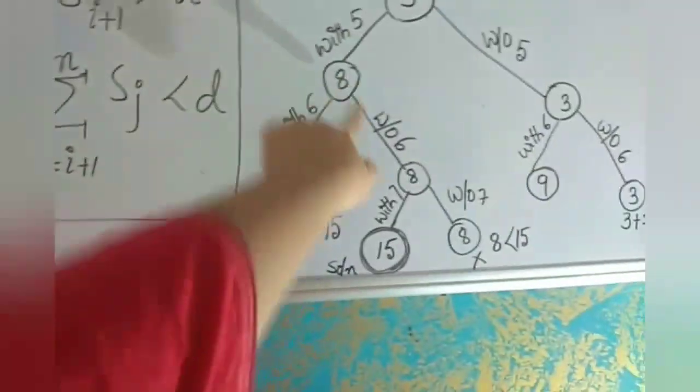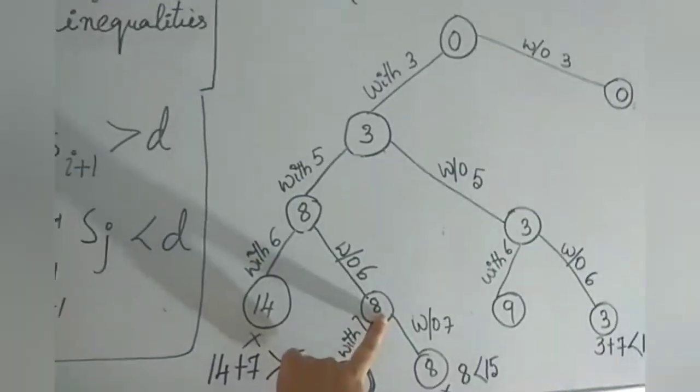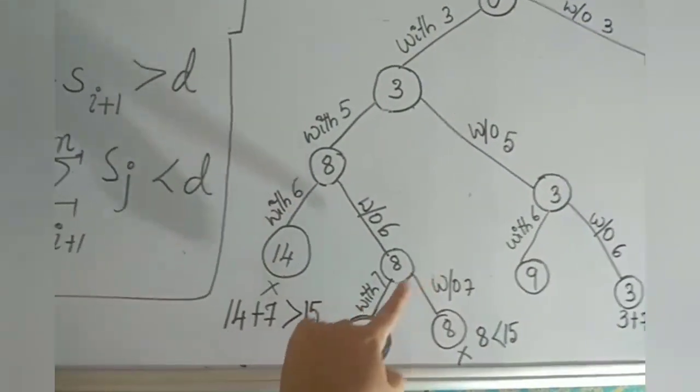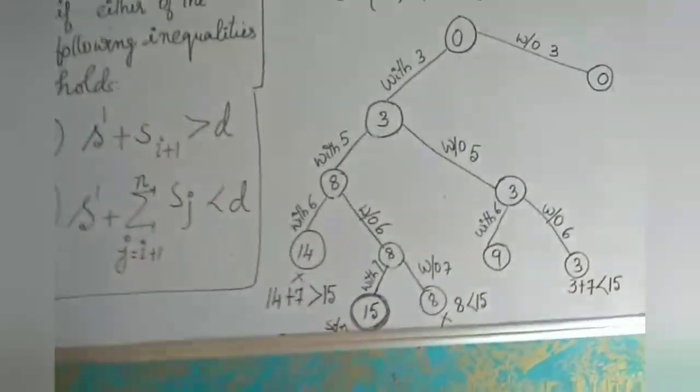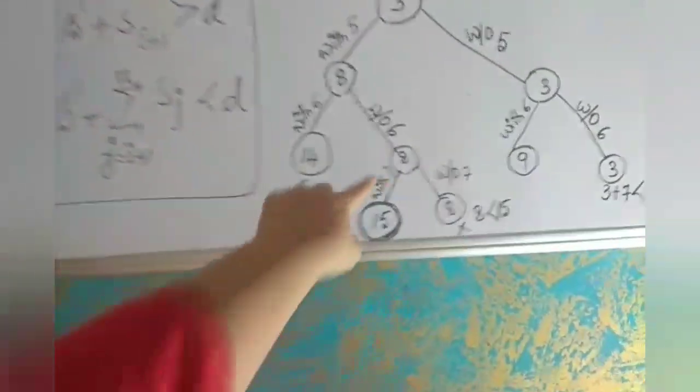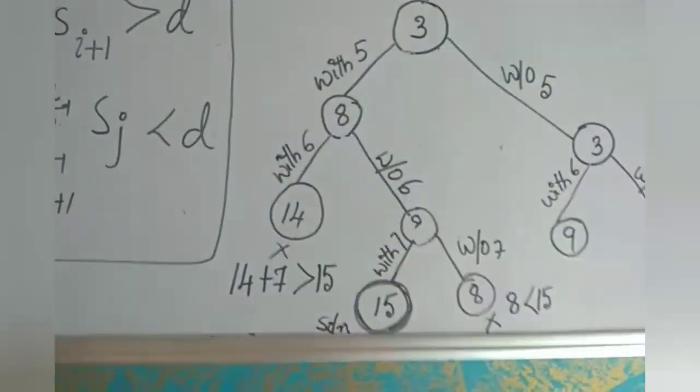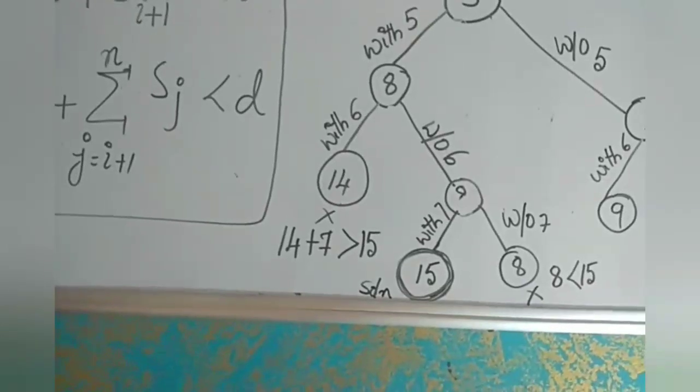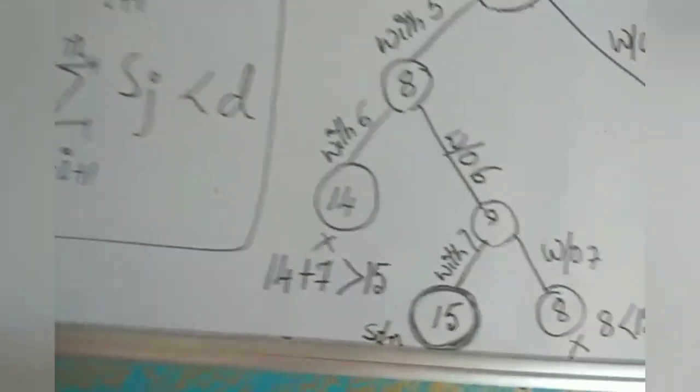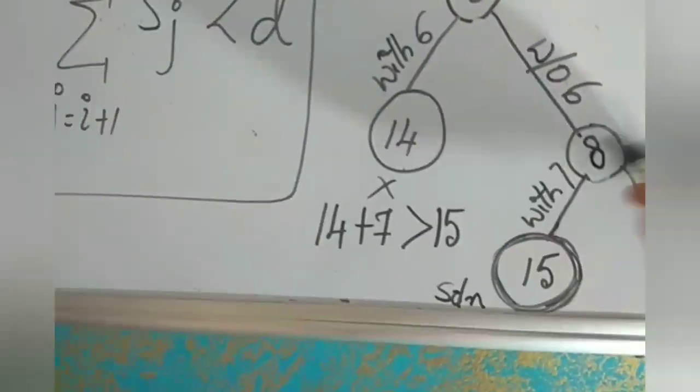Now backtrack and consider the next choice. Next choice is what? Without 6. So without 6, we know that the sum is 8. We have reached till here, 8. Next is what? Go to the next level. When you go to the next level, you are considering the next item. Next item is what? 7. So for 8, now you have to see what the solution is when you add the element 7 to it and when you don't add the element 7 to it.